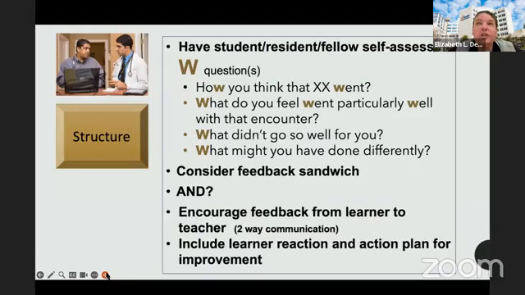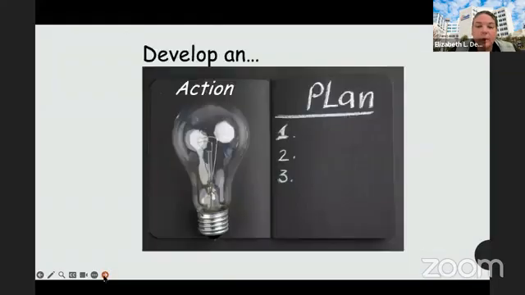We want to encourage two-way communication and for the feedback from the learner to also come to the teacher. And we want to include learner reactions and action plans for improvement. When we speak about an action plan, perhaps we can think of one or two ideas that the trainee can try with their next encounter or the next time that they do the same procedure.